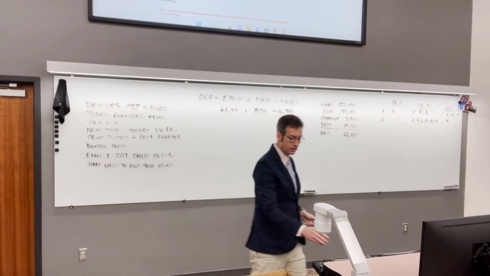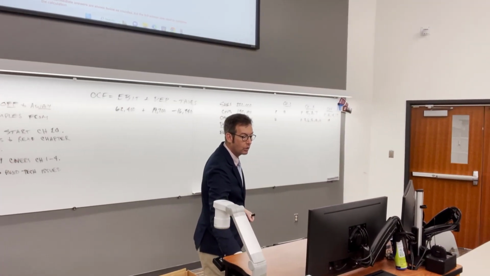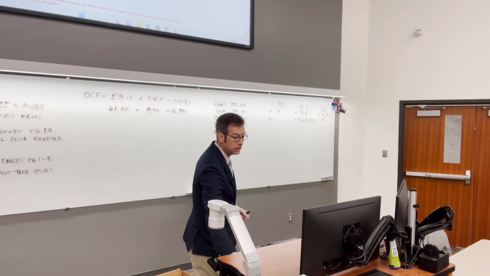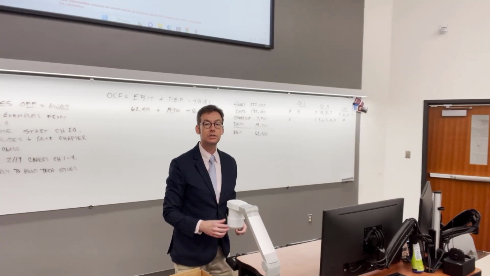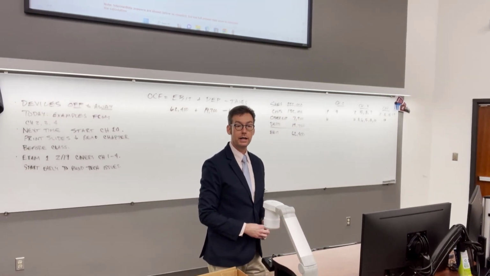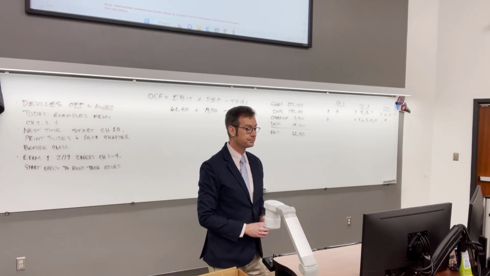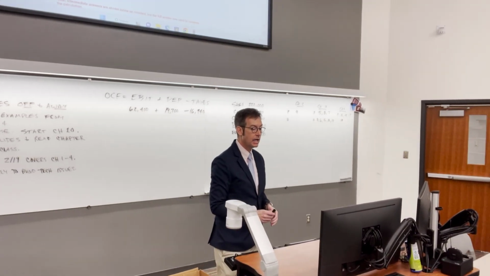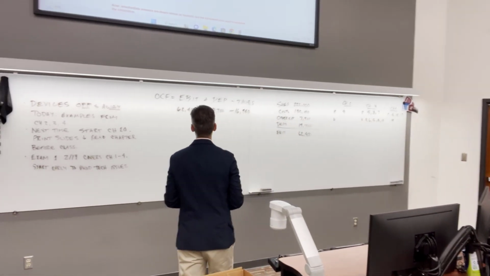Let's put this together. So 62,400 plus 19,700 plus 0 minus 16,940. We get 65,160, which, by the way, happens to be the right answer. So it looks like we did something right. That's the first thing. Now, cash flow to creditors.